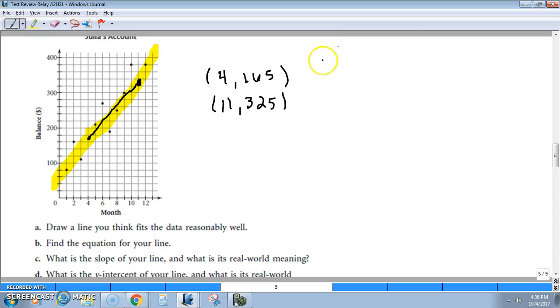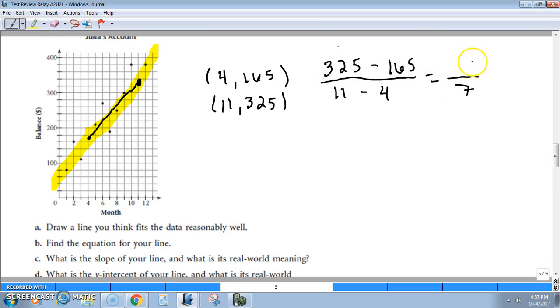Okay, so I find the slope. I'm going to do y2, which is 325, minus y1, which is 165, over x2, which is 11, minus 4. I know it's going to be a positive slope because I can see it. So 11 minus 4 is going to be 7. So I have a slope of 7 on the denominator.